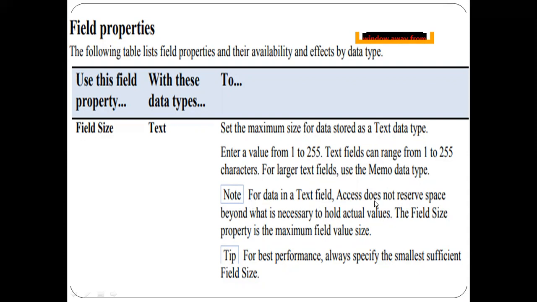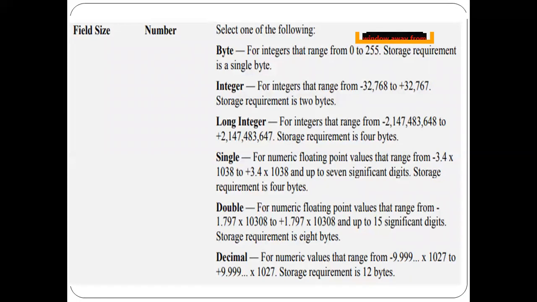Another thing for text you have to remember: Access does not reserve space beyond what is necessary to hold actual values. The field size property is the maximum field size, including spaces, so you have to be very specific. For the best performance, always specify the smallest sufficient field size so that the data size is not too much and the data stays sorted. While specifying it, you restrict the field size so that the user inputs the data accordingly. Next was the number.